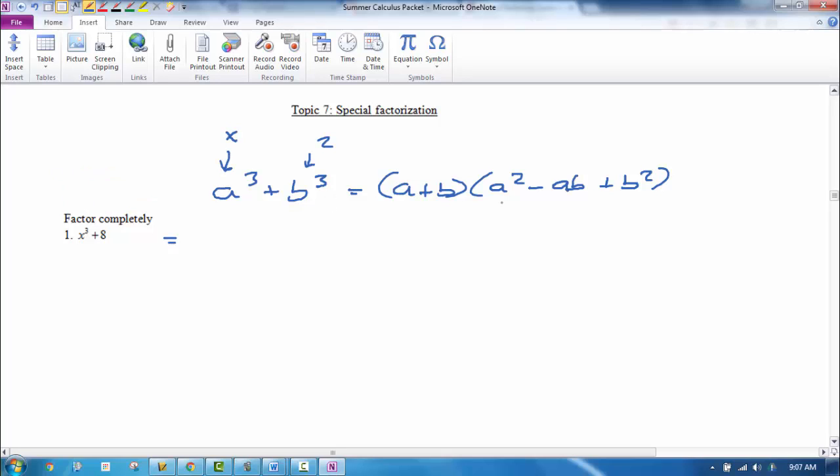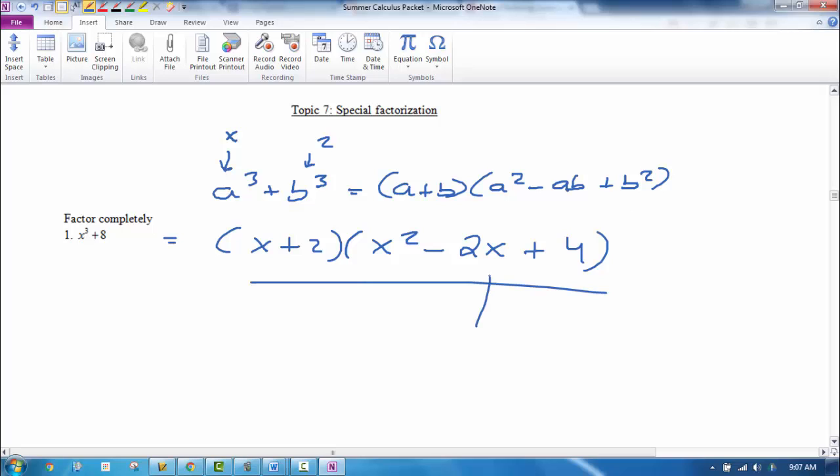So we can just go ahead and fill this formula out then. It's X plus 2 times quantity X squared minus 2X plus 4, if you just plug in X for A and 2 for B. And there we go. This is an irreducible quadratic, by the way. You're not going to be able to factor this at all, so you can just leave it just like it is.